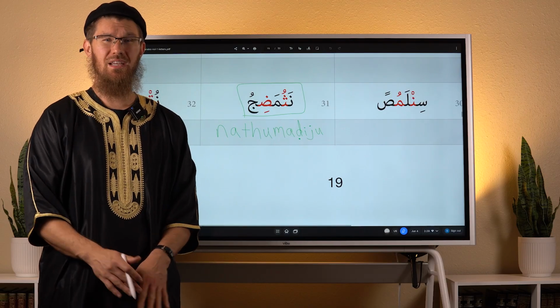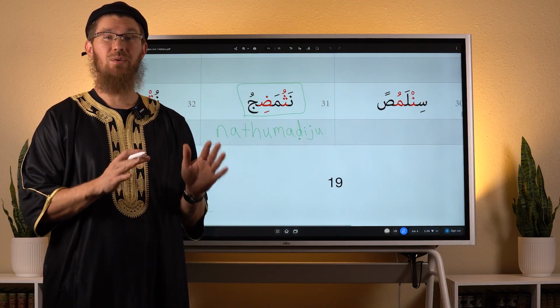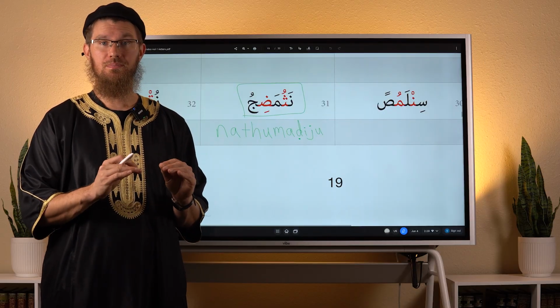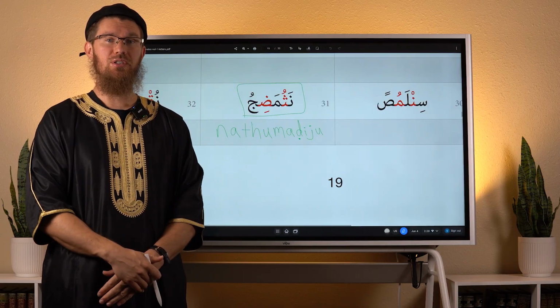That does it for this lesson, meaning if you've gone through all of these lessons with us, you now know 20 Arabic letters. Make sure you complete the exercises and keep up the great work, inshallah.